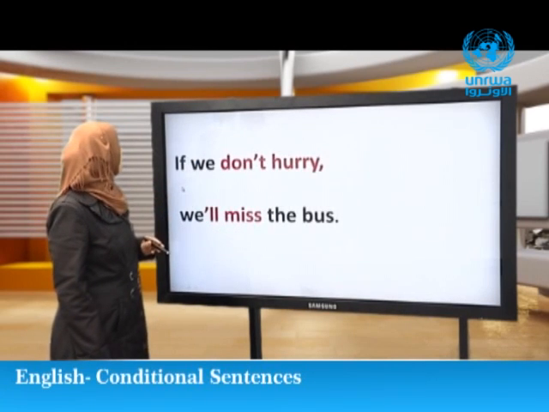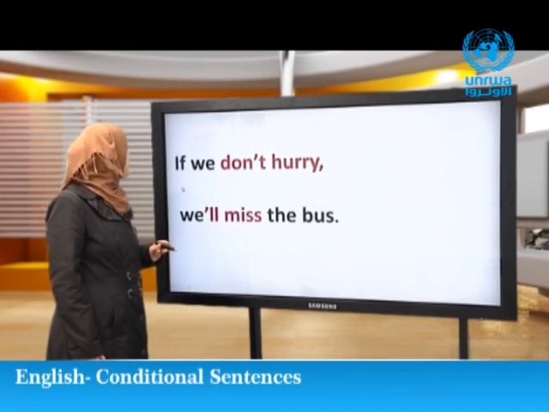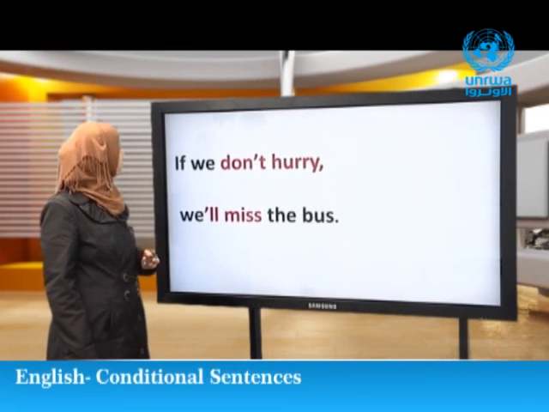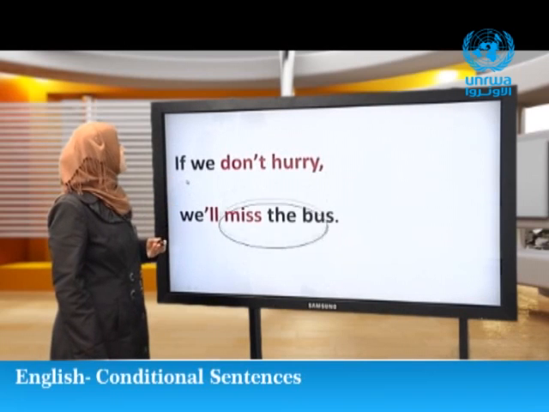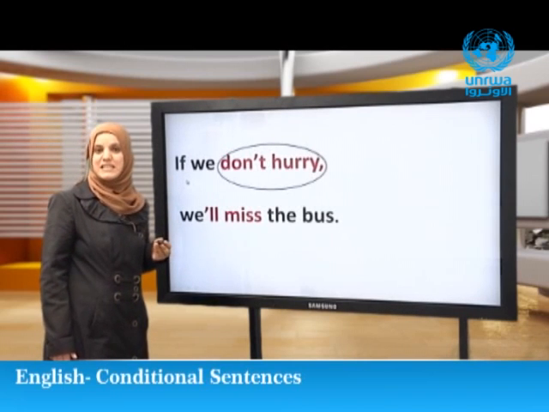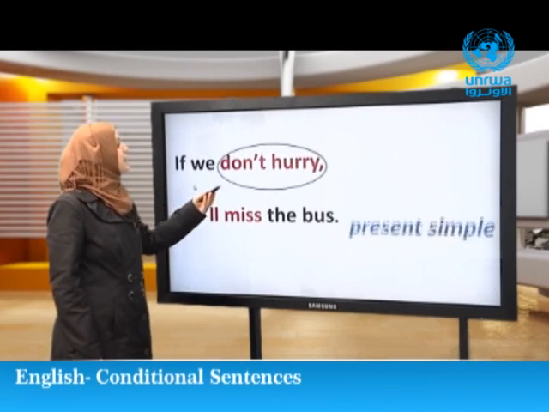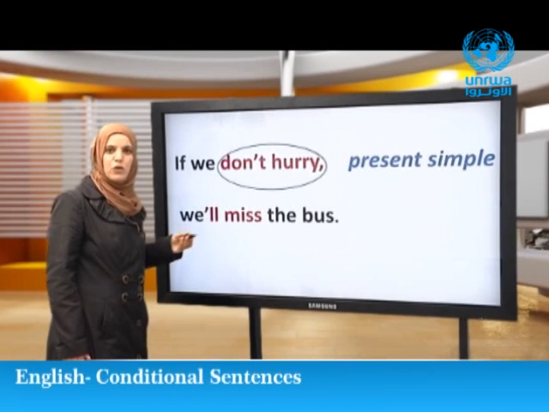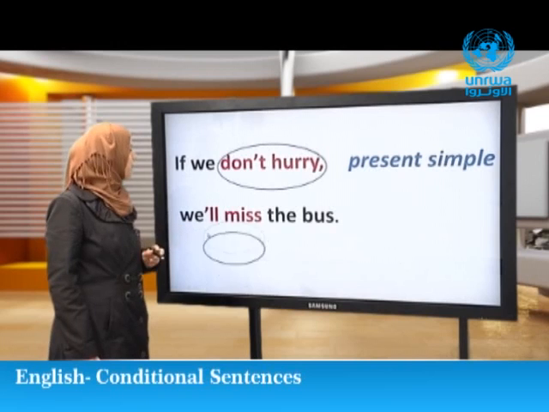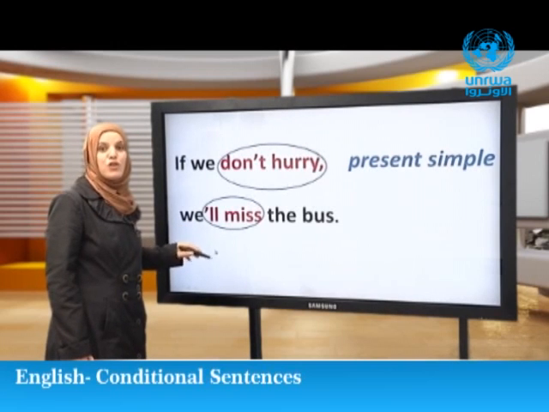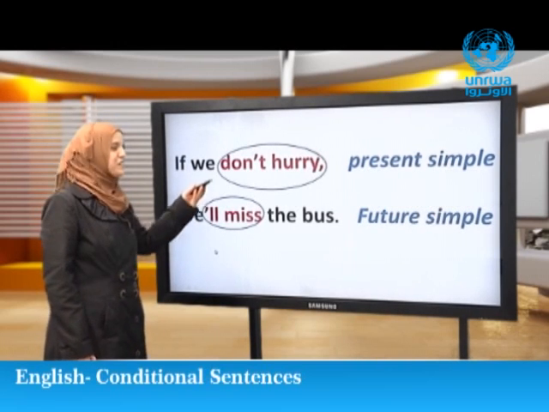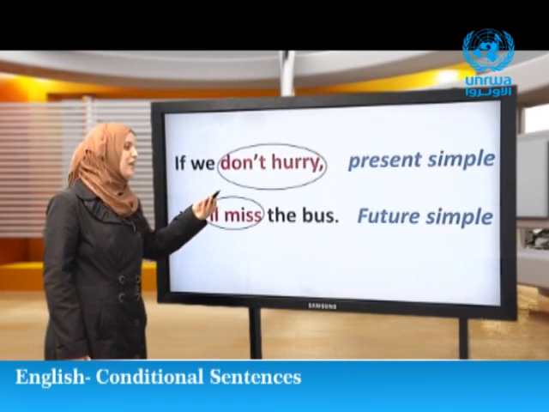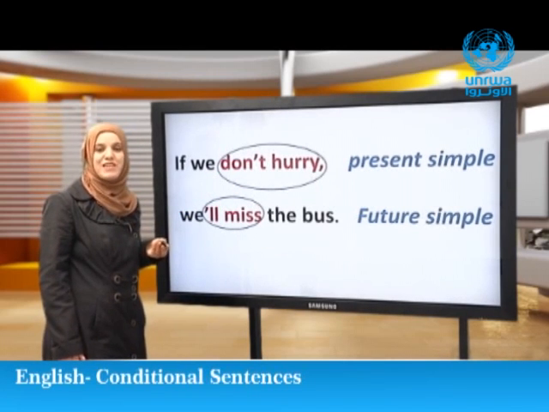Now, let's have another example. If we don't hurry, we'll miss the bus. Look at the verb, don't hurry. What tense is it? This is present simple tense in the negative form. What about the other verb? This is future simple. Yes. So again, we have present simple tense in the condition and we have future simple in the result.